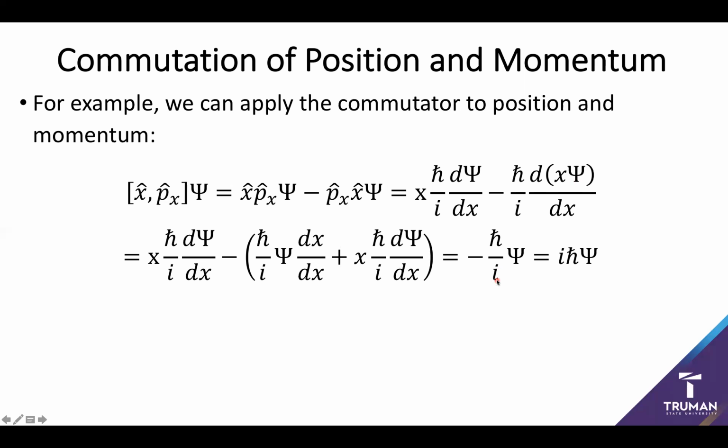So this is actually a fairly useful thing to know. -1 over i is going to be the same as i. It's just a useful trick I'll use now and then. So this means that the commutator applied to psi gives me i h bar times psi.